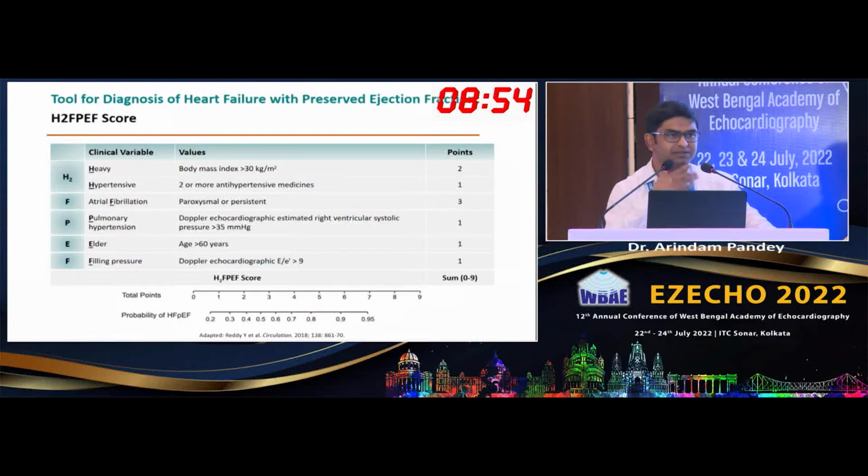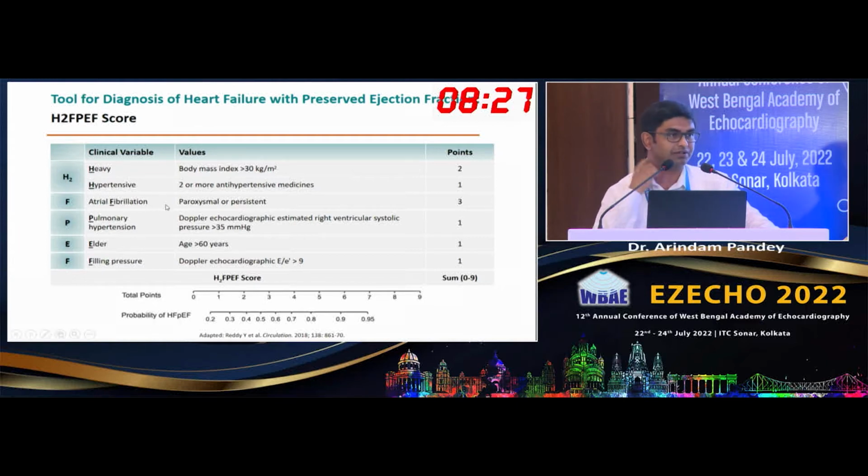And there are some different scoring systems. How do you diagnose a patient of heart failure with preserved ejection fraction? This is one of the scoring systems, H2FPEF. You'll be surprised to see that echocardiographic parameters were given less importance. Rather, the clinical parameter, the body mass index, was given a point of 2. Paroxysmal atrial fibrillation or any atrial fibrillation was given a score of 3. So they became more important.